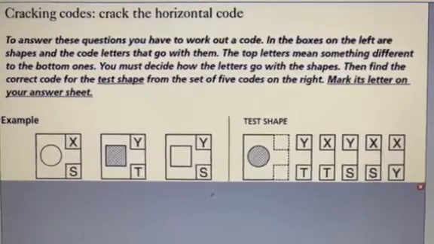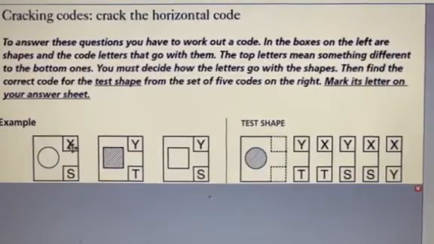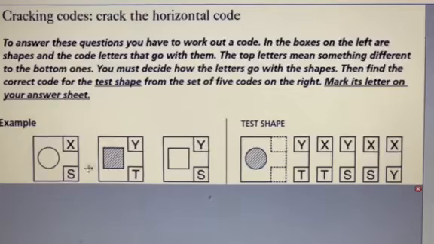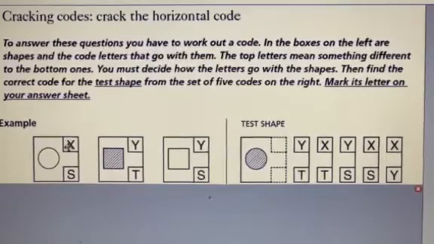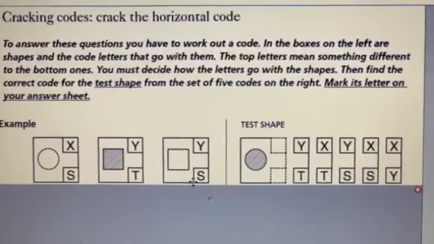On the first ones, you have a circle, and at the top you've got an X and a Y for the top ones. So the X must be related to the shape. The shape of that circle must mean it's an X. If it's a square, the letter must mean it's a Y. Remember, the bottom letters mean something else. Can you work out what it is? It should be that this is unshaded, so it means it's S. That one's unshaded, so it means an S. If it's shaded, it means it's a T.